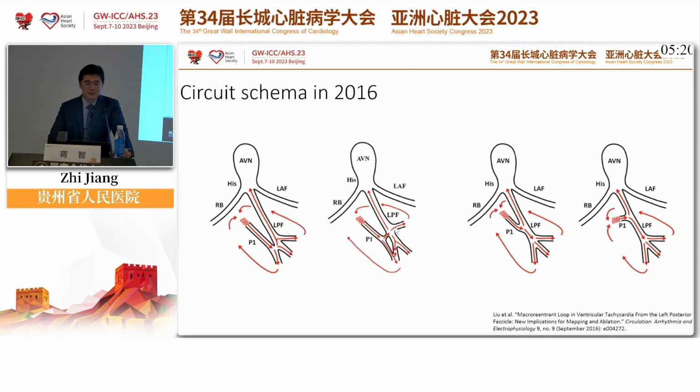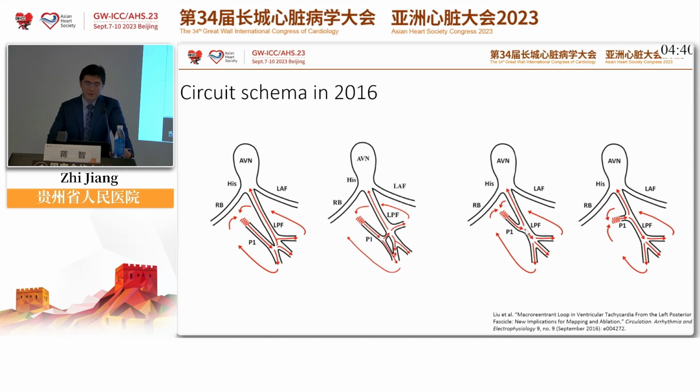And in 2016, they refined the circuit schema like the following. The P1 serves as the antegrade link, and it has one side or multiple sides fused with the left posterior fascicle. And the myocardium serves as the retrograde limb, and a slow zone connects the myocardium and the proximal P1. In some of the fascicular cases, the P1 fused with the left posterior fascicle together.